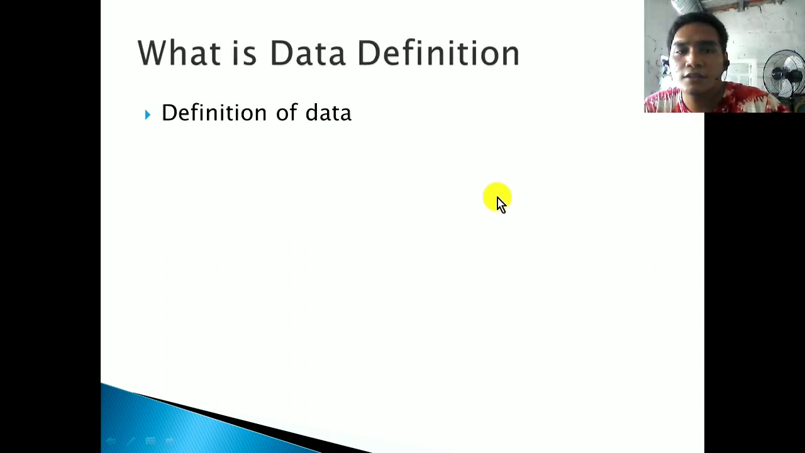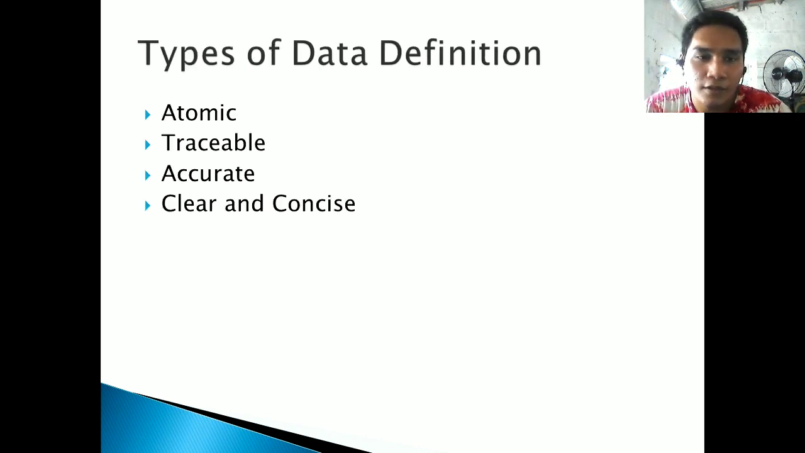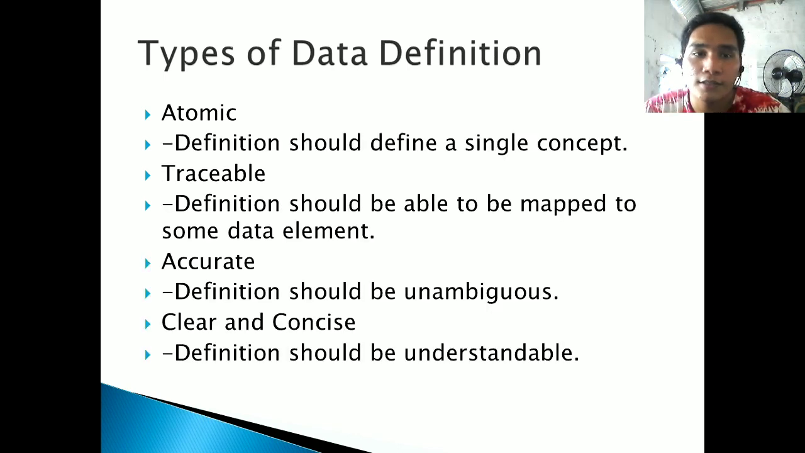So, what is data definition? From the word itself, definition of data. Data definition is where we define the characteristics of that single, specific data. There are four types of it: atomic, traceable, accurate, and clear and concise.